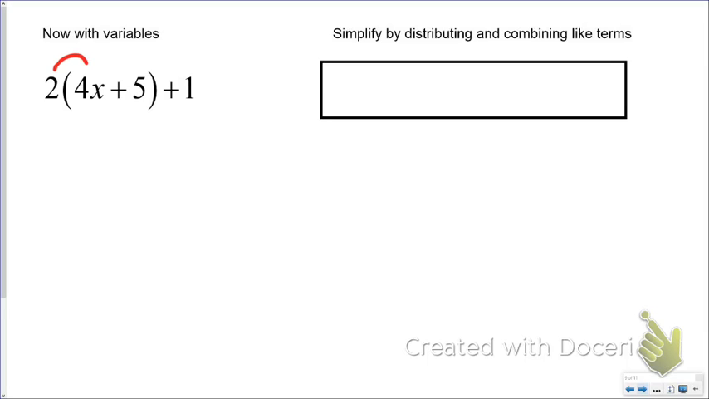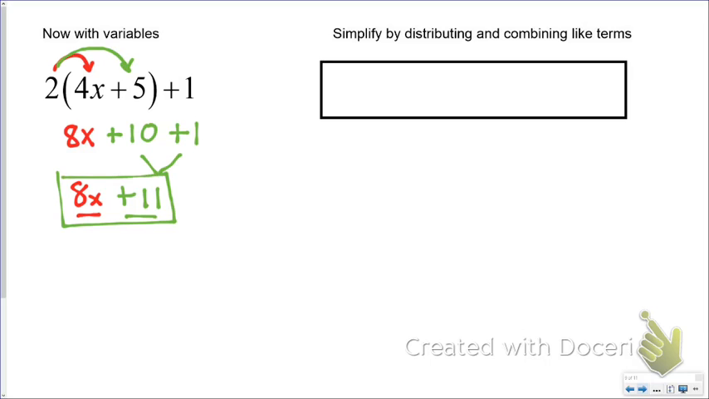So you first think, okay, what's 2 times 4x? Well, I've got 2 times 4 times x. 2 times 4 is 8, times x is just, well, there's 8x. Then I do 2 times 5. 2 times 5 is 10. And then I bring down my plus 1 on the outside there. Now, I can simplify this expression by combining the constants. 10 plus 1 is 11. I cannot simplify further because 8x cannot be combined with 11. So this is my simplified expression.